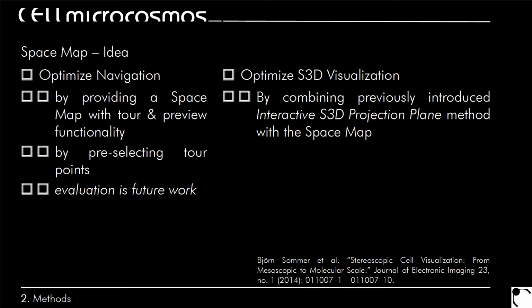So let's come to the methods. We call our method the space map. On one hand, there is the navigation, about which I will only say a few words. The basic idea is that you have a 3D representation of your environment. You see an overview map of your 3D environment, and you can use this map to navigate inside it. You will see a video about this later. You have, for example, different tour points, and you can select these tour points in 3D space. You can also select them in 2D space.